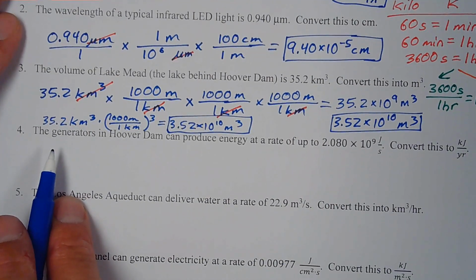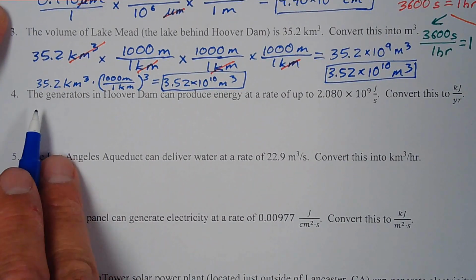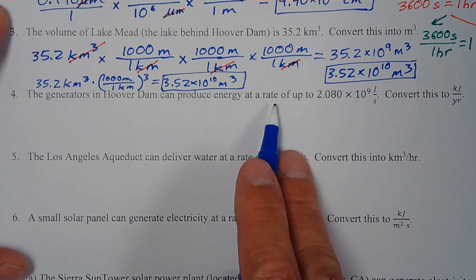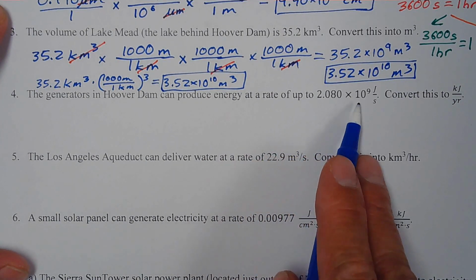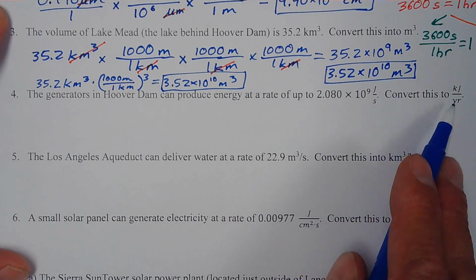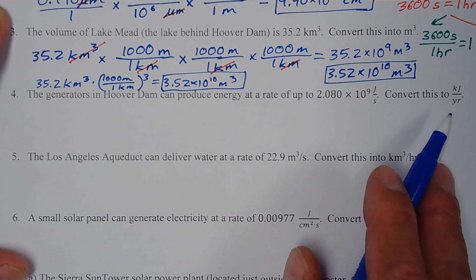All right, sticking with the theme of Hoover Dam, the generators in Hoover Dam can produce energy at a rate of 2.080 times 10 to the 9th joules per second. Convert this into kilojoules per year.